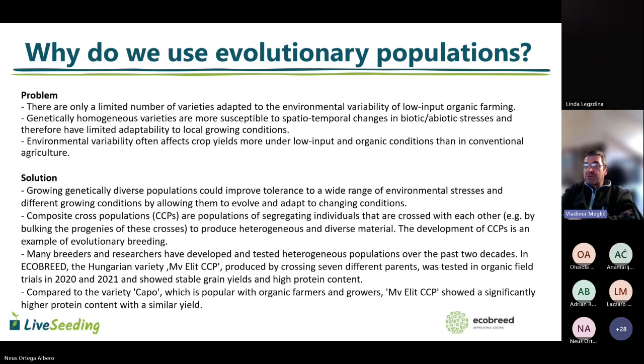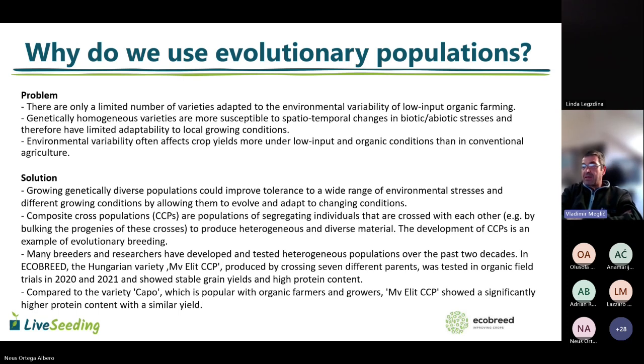So these CCPs, or composite cross populations, are populations of segregating individuals, which has already been discussed quite a lot, that are crossed with each other to produce heterogeneous and diverse material. And this is an example of the evolutionary breeding. And many breeders and researchers have developed and tested heterogeneous populations over the past 2 decades, and we have seen quite a lot of examples already within our series of presentations in the last couple of weeks and today.